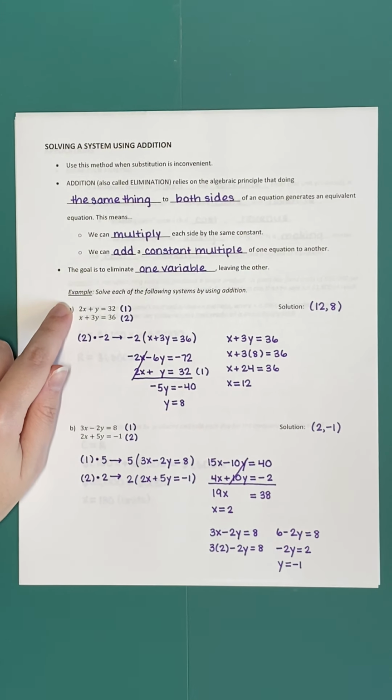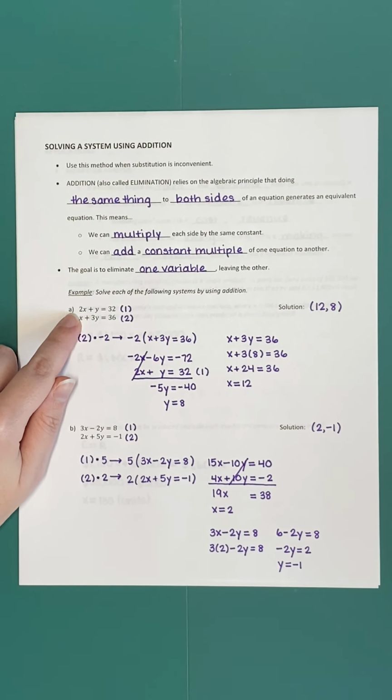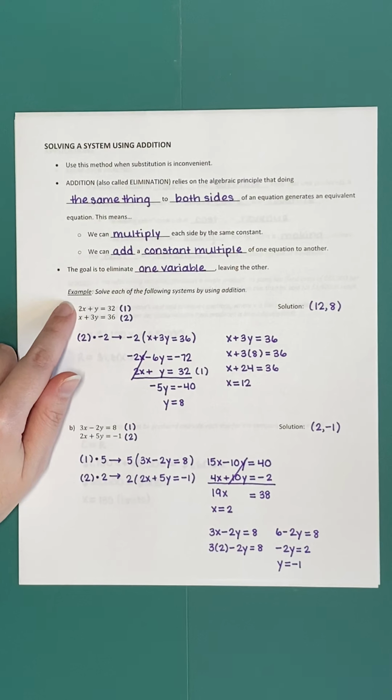Here, for this particular first system, technically we could do substitution if we wanted. This x in the second equation could be isolated pretty easily. We could substitute it into the first equation. Substitution would be an option here. What I want to show you though is how we would use a different technique.